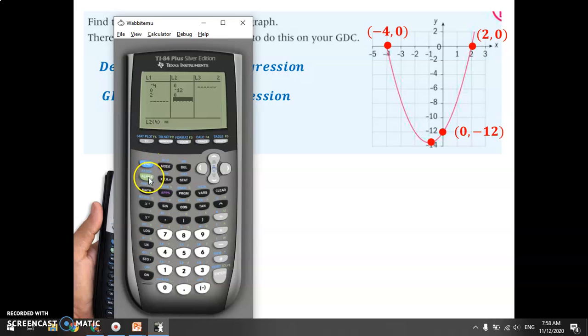Now I'm going to go to stat, calc, and in calc we have all kinds of regressions. We've used a linear regression, but now we're going to go to number 5, quadratic regression. You can either arrow down to 5 or just press 5. List 1 is our x values, list 2 is our y values, and then we go down to calculate. And it ran our quadratic regression.